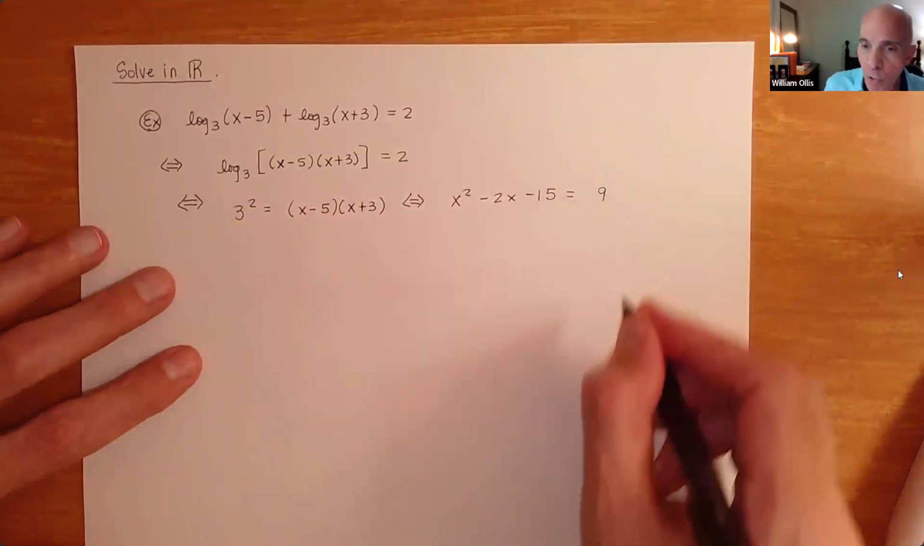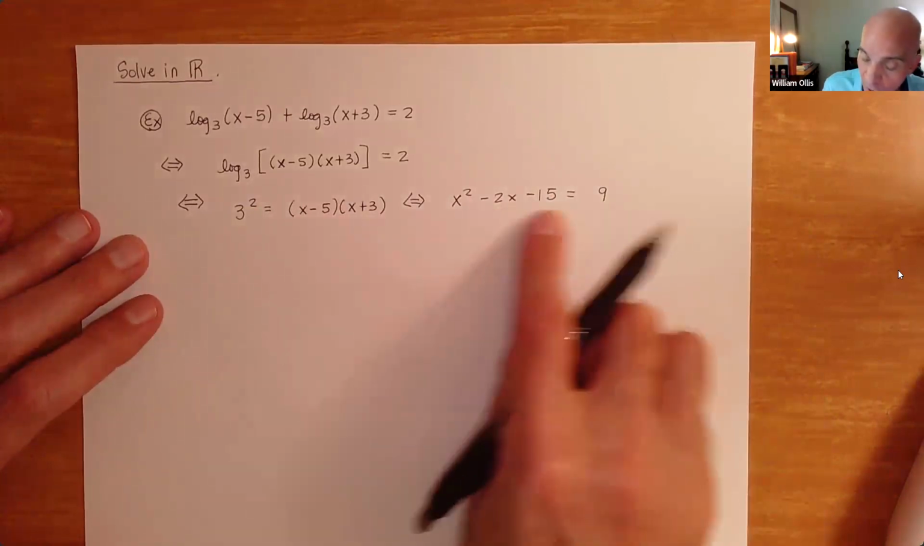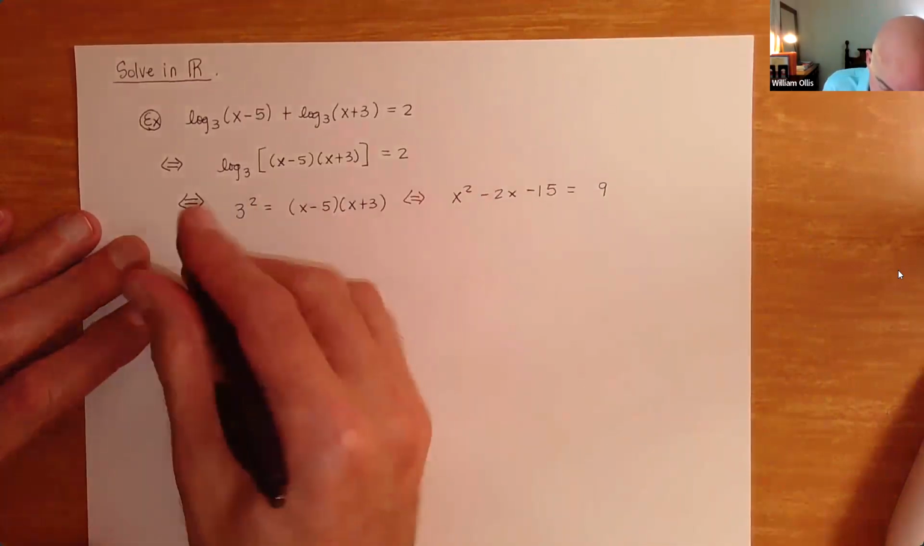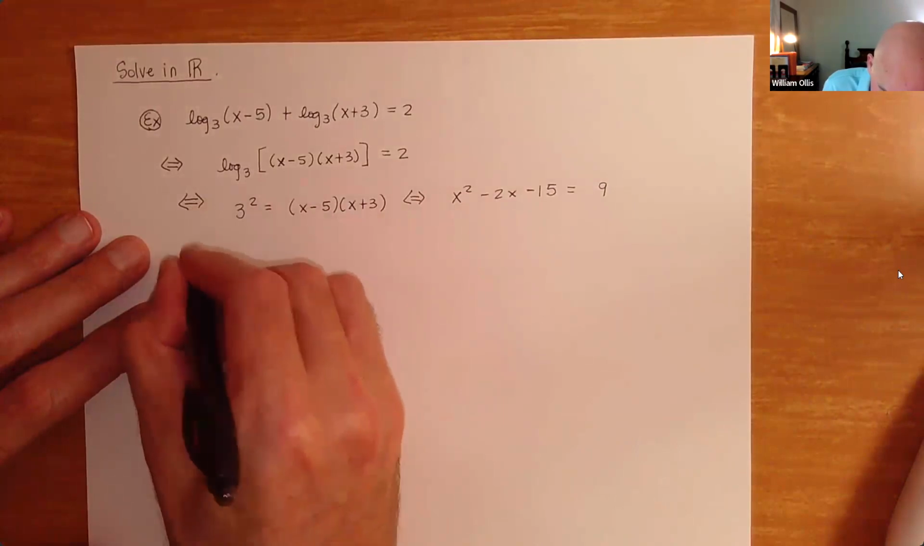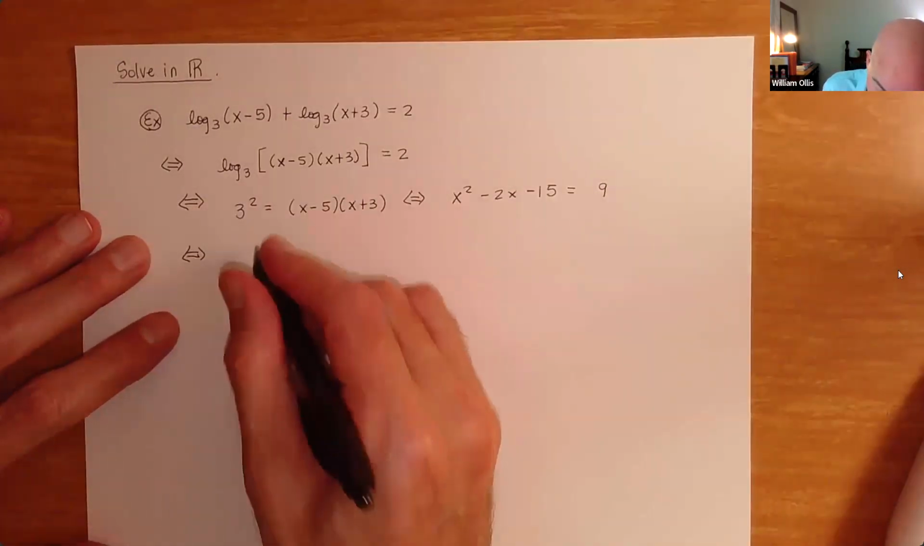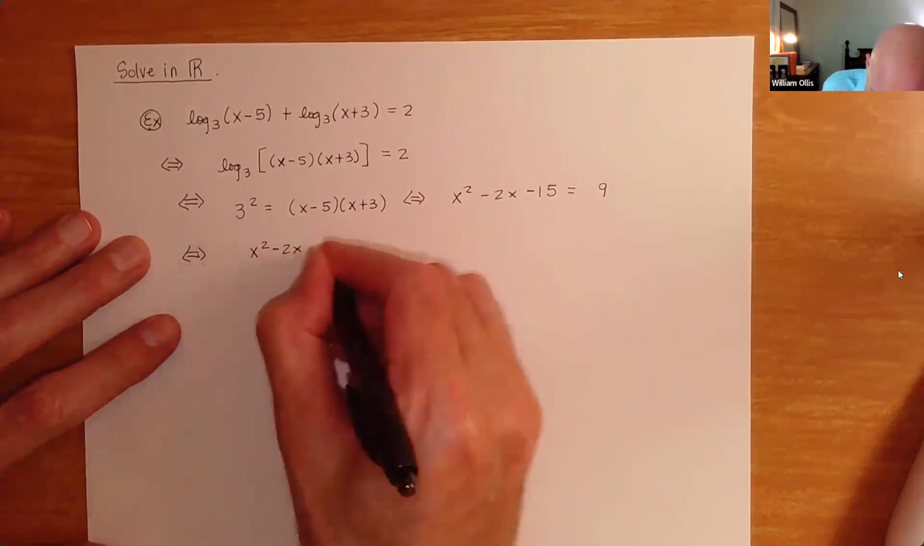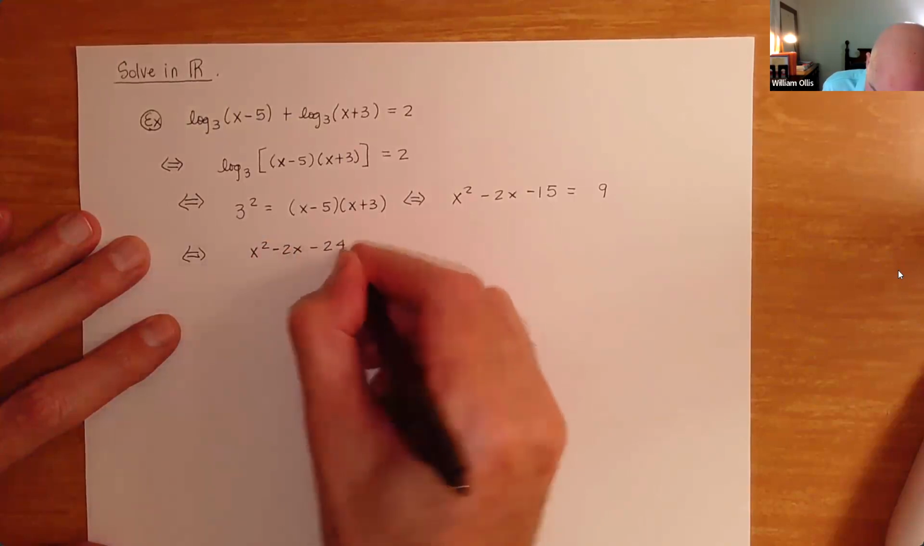And this looks a lot more like what we do when we solve quadratic equations. We've obviously noticed the form, so let's finish it. So now we're just going to subtract the 9 from the negative 15 to give us a negative 24. So x squared minus 2x minus 24 equals 0.